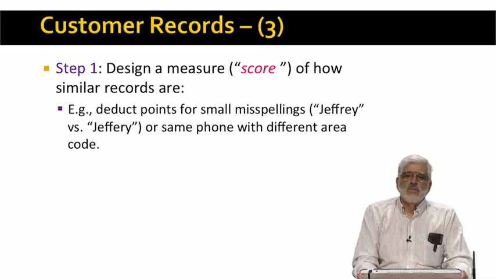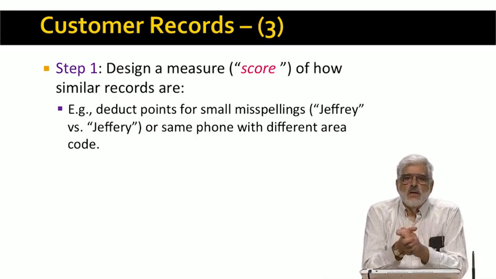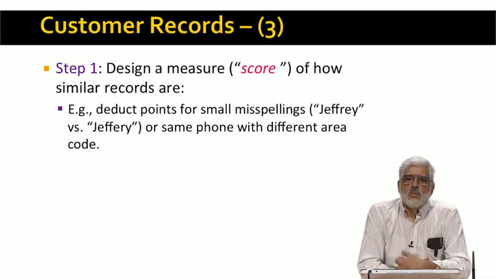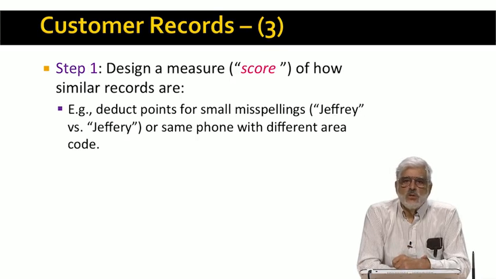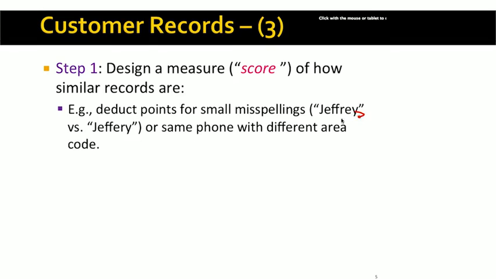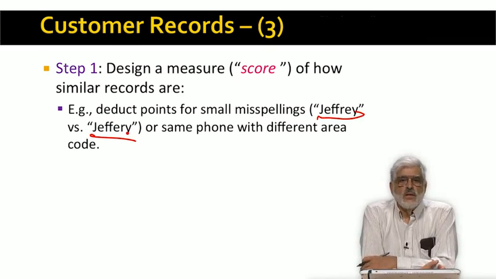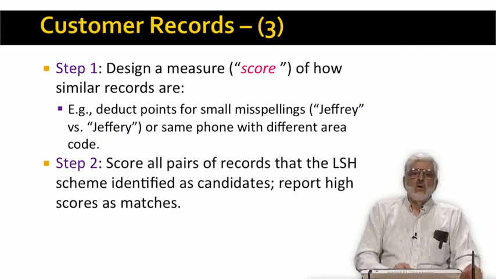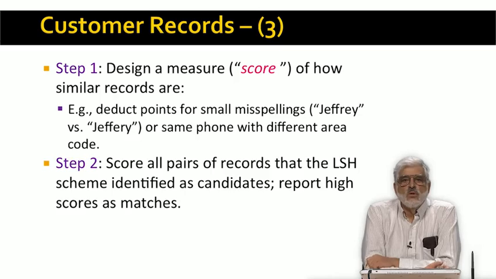Then we penalized differences in these three fields. Completely different names, addresses, or phones got 0 score, but small changes gave scores close to 100. For example, if the last names were the same, but there was a small spelling difference in the first names, like this, then the score for the name would be 90. If the last names were the same, but the first names completely different, the score for the names would be 50. We scored all candidate pairs of records and reported those pairs that were above a certain threshold as matches.